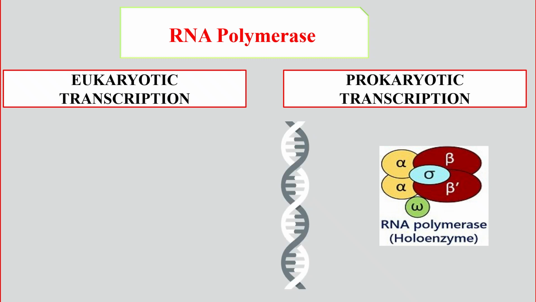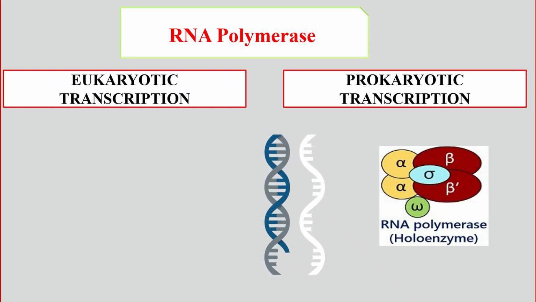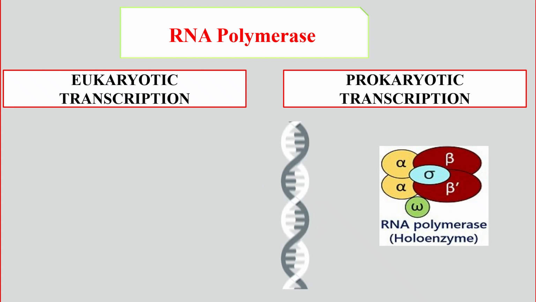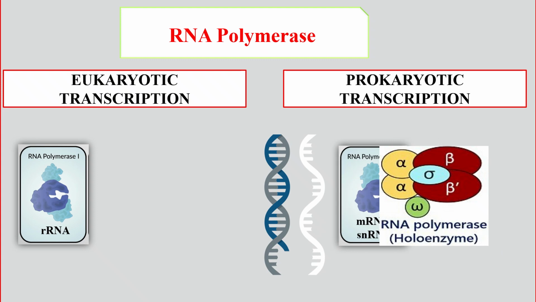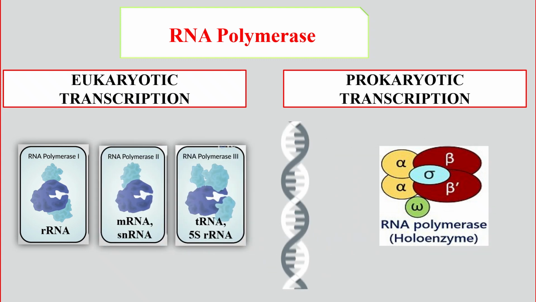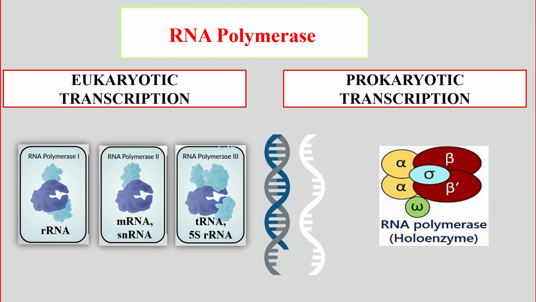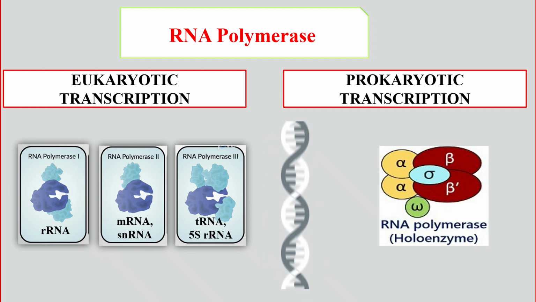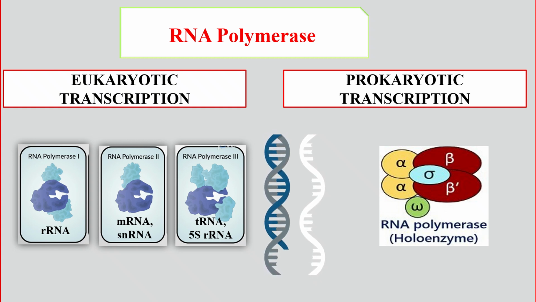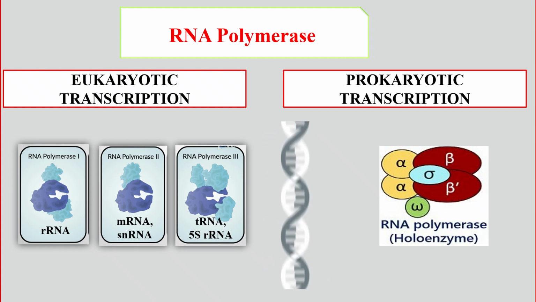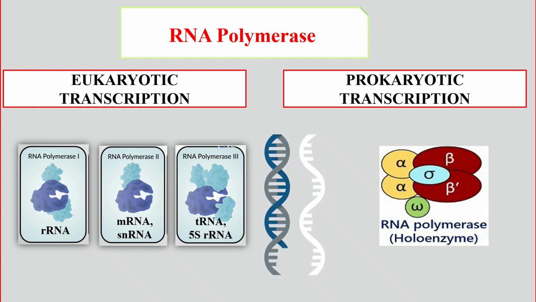RNA polymerase. In eukaryotes, there are three different types of RNA polymerases for the synthesis of three different types of RNAs. These are RNA polymerase 1, RNA polymerase 2, and RNA polymerase 3. RNA polymerase 1 synthesizes the ribosomal RNA. RNA polymerase 2 catalyzes the synthesis of messenger RNA and snRNA, while RNA polymerase 3 catalyzes the transfer RNA and 5S subunit of the ribosomal RNA.